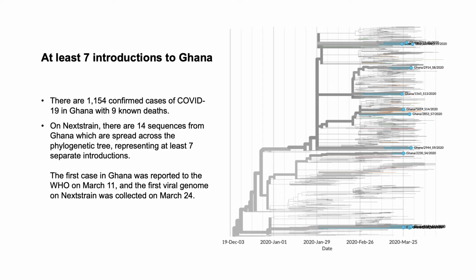There are 1,154 confirmed cases of COVID-19 in Ghana with 9 known deaths. On Nextstrain, there are 14 sequences from Ghana, which are spread across the phylogenetic tree, representing at least 7 separate introductions.